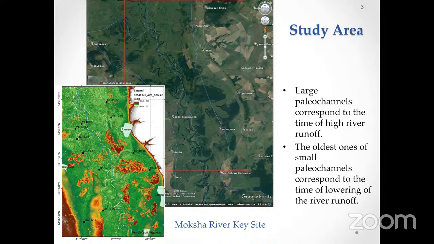We studied both large and small paleochannels to reconstruct paleohydrology and history of the Moksha River Valley development in late Pleistocene. Large paleochannels correspond to the time of high river runoff, and the oldest ones of small paleochannels were studied to know the time of lowering of the runoff of the Moksha River in the end of late glacial.